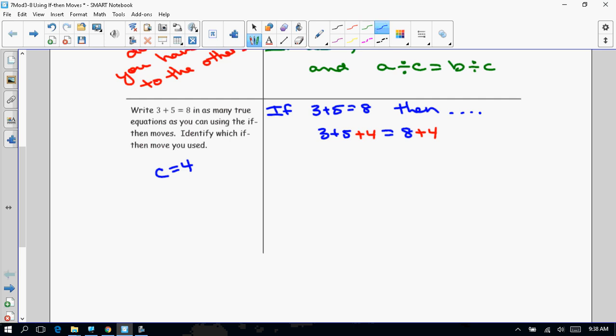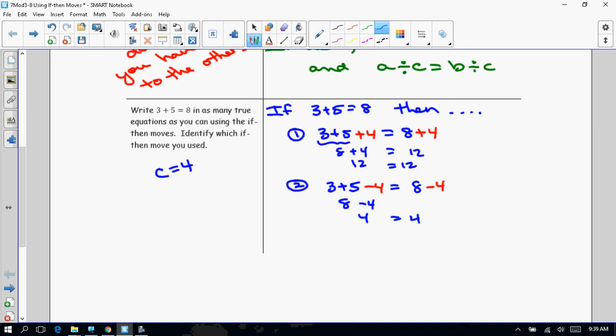And if you want to check, you could actually go through and check it. Sure enough, this is 8. 8 plus 4 is 12, and of course, 8 plus 4 equals 12. So sure enough, it's true. So there's one of them. Let's try the second one, in which we subtracted. So 3 plus 5 minus 4 equals 8 minus 4. In other words, 8 minus 4 was 4, and of course on the other side, 8 minus 4 is 4. So again, it worked.